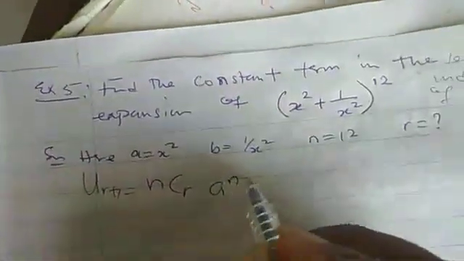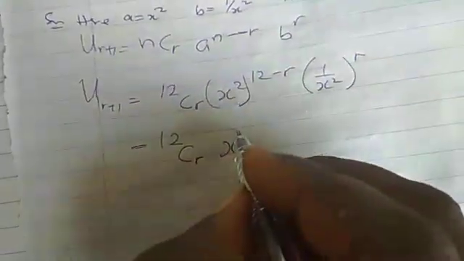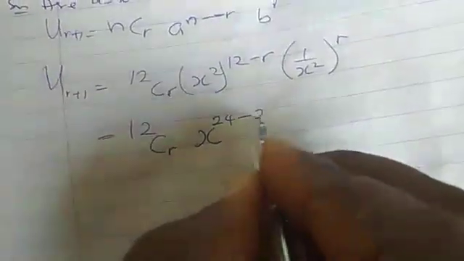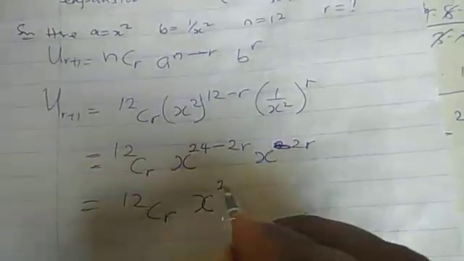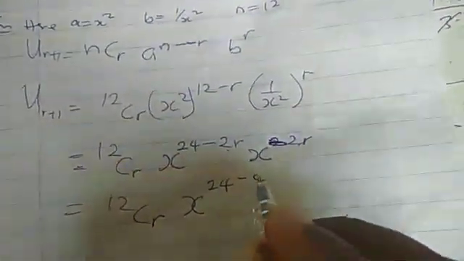Now, as usual, our formula is u r plus 1 is n combination r this. So from that place, our u r plus 1 is n. Our n is 12. Combination r, we don't know it. Our a is s squared raised to power n minus r, 12 minus r, while our b is 1 over s squared raised to power r. We don't know it. This will give me 12 combination r, s raised to power, if you simplify this, 24, 2 times 12 minus 2r. And by indices, this will give me s raised to power minus 2r. When we simplify further, we have 12 combination r, s raised to power 24 minus 2r, that is minus 4r.